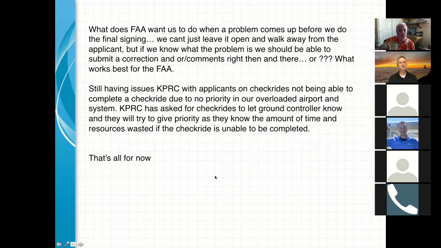Let's see here. Todd's last thing here, still having issues at Prescott with applicants on check rides not being able to complete a check ride due to no priority in our overloaded airport system. So what they've asked for is that the DPE or the applicant let them know that they are on a check ride, and hopefully that'll take care of that.